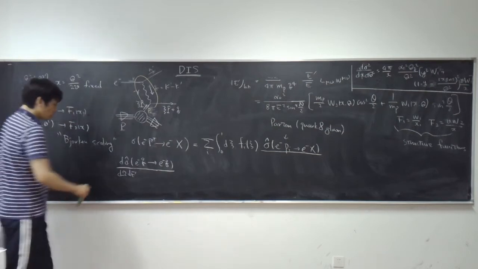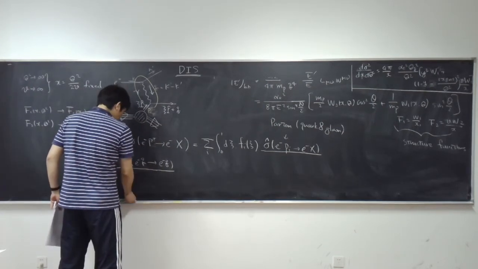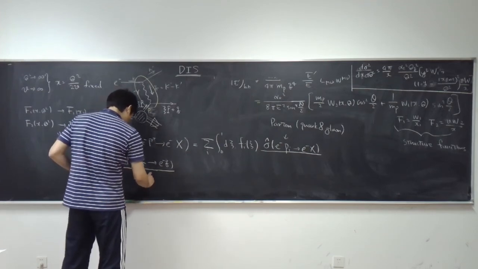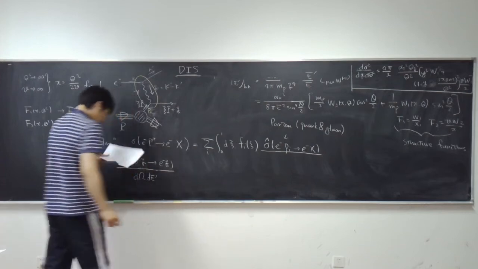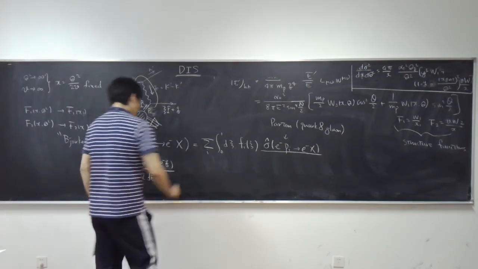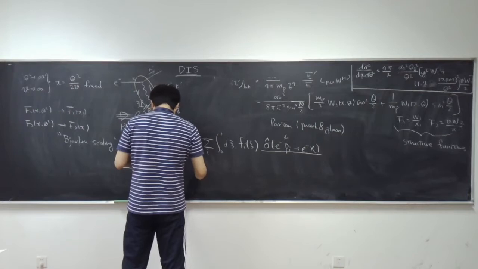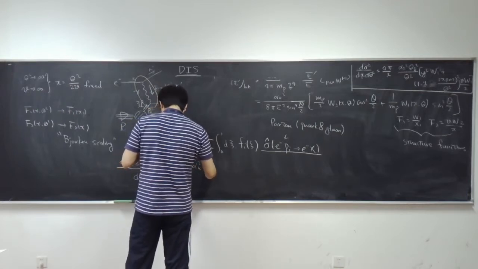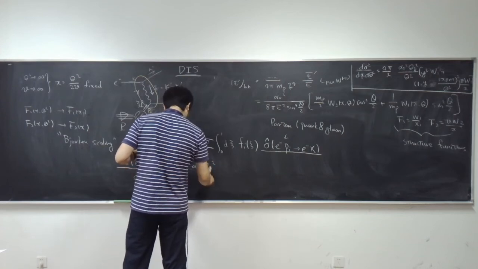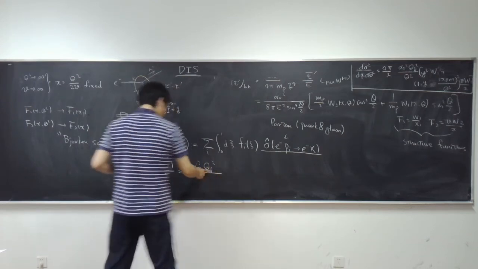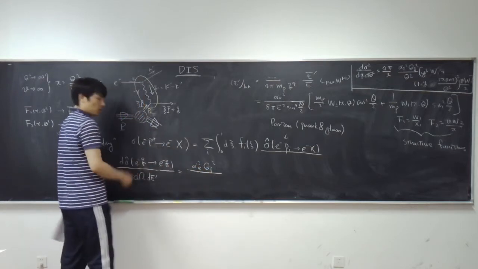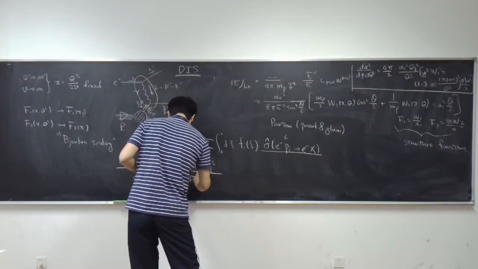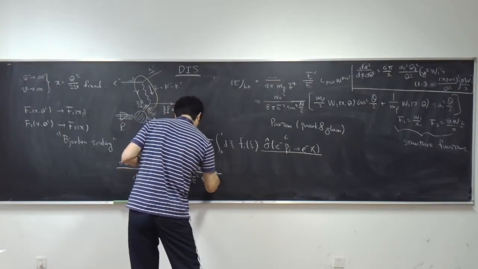If you're a mathematician, don't do that. Physicists are really sloppy and mix up all the notation, which I'm not very impressed with, but unfortunately that's the convention in the physics literature. So this is α² e² Q_i², where Q_i is the fractional charge of this quark, and then over E² sin⁴(θ/2).